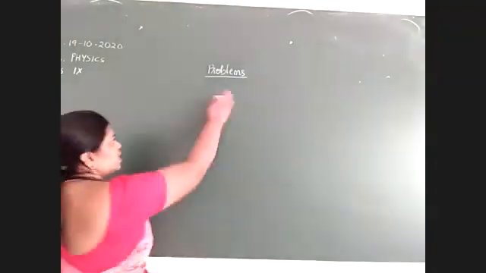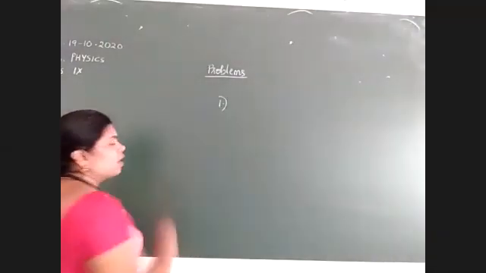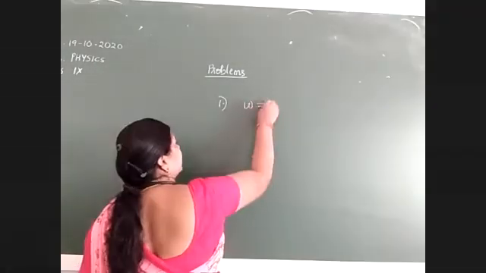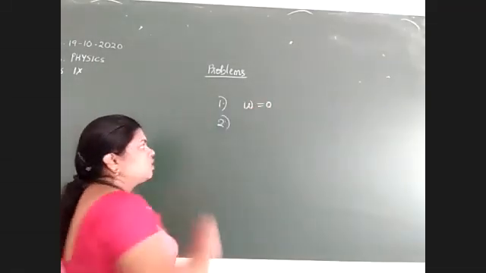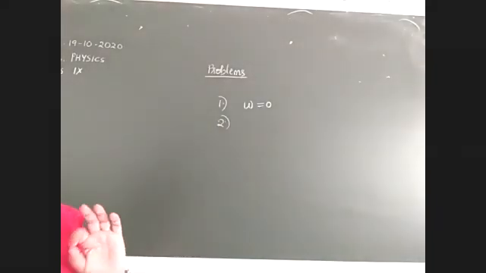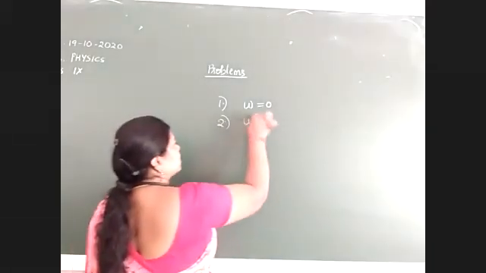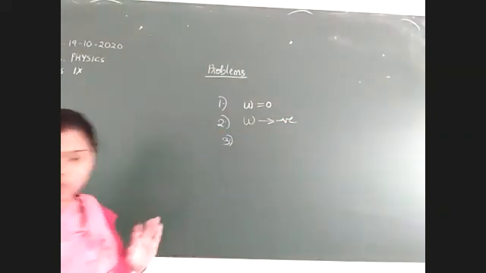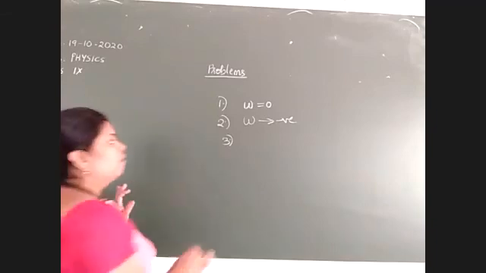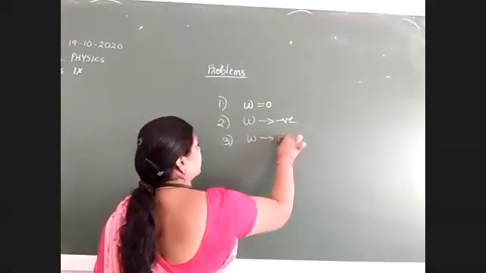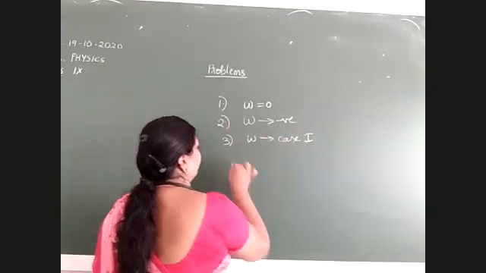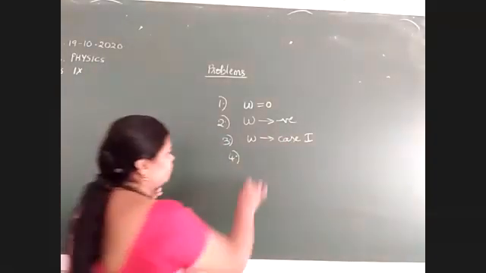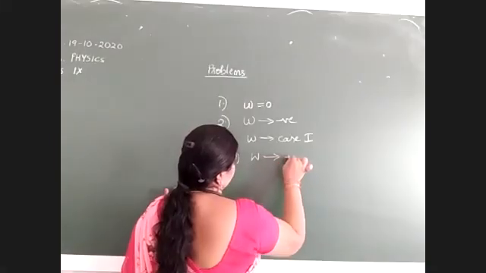So, your question is, answer the following questions. Your first question is, in which of the cases is work done 0? Second one is, in which of the cases is work done negative? Third one, calculate work done in case 1. Fourth one, in which of the cases is work done positive?